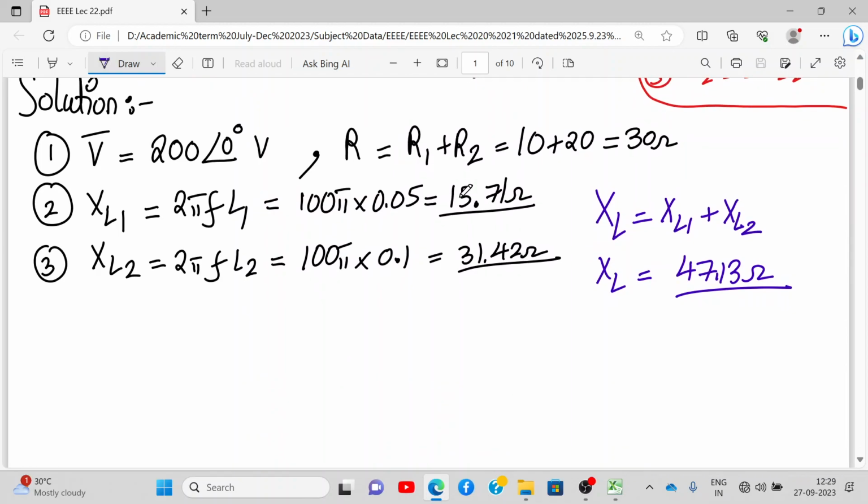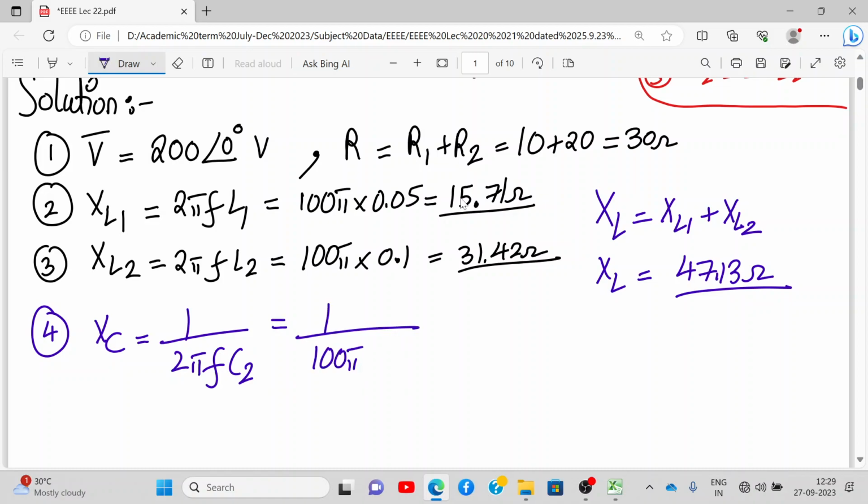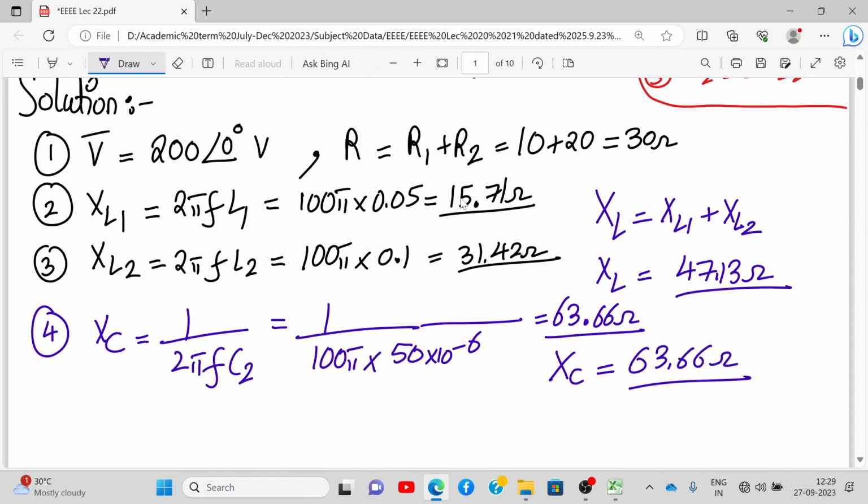Okay. Why are we not finding XC1 and XC2? Because in the first branch there is no C1. So we just need to find XC2 only. Got it? So XC will be 1 upon 2 pi F C2, 1 upon 100 pi times C2. What is the given value of C2? 50 into 10 to the power minus 6. We have calculated this number before, right? It is 63.66 ohms. So what is XC? 63.66 ohms. Now did you understand?